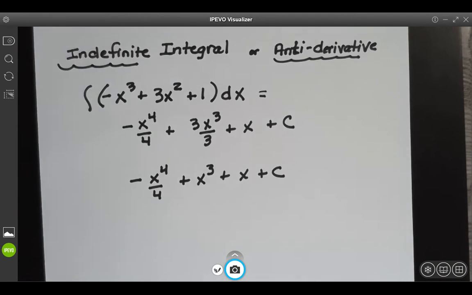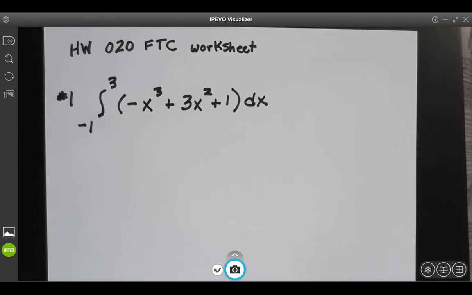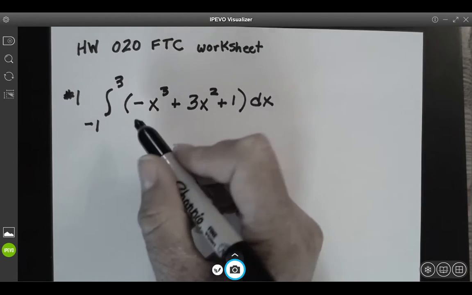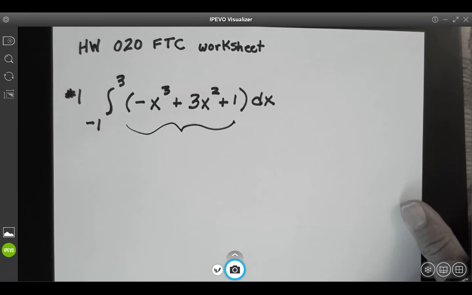Let's look at the actual problem now. So here's number 1. And you had to get all the way to the end of those videos; I think the very last video on Khan Academy gets into the fundamental theorem of calculus. But I'll go through it here. The first thing you're going to want to do is take your integrand, our function, and take the antiderivative of that. You don't need the plus c though.